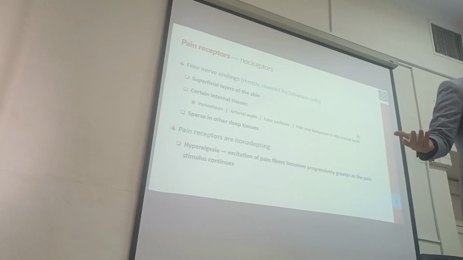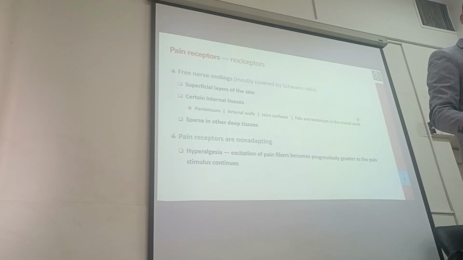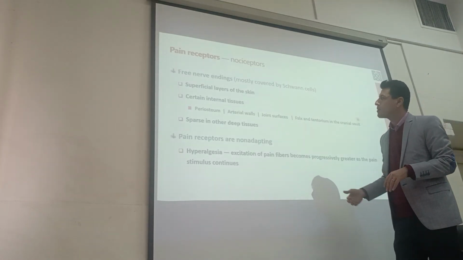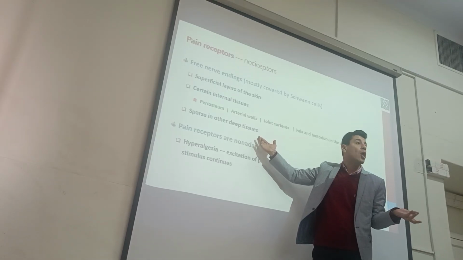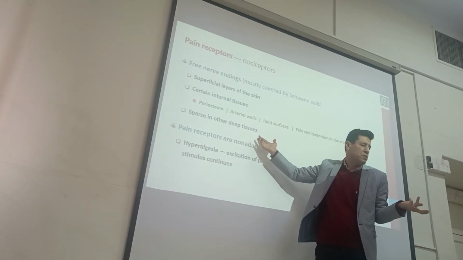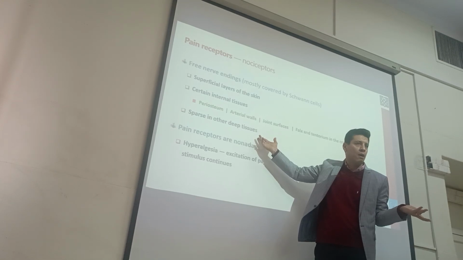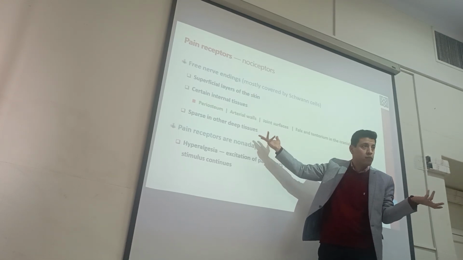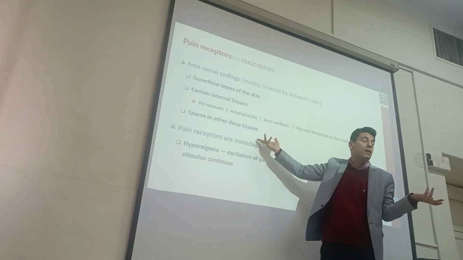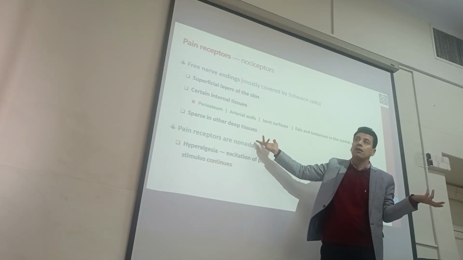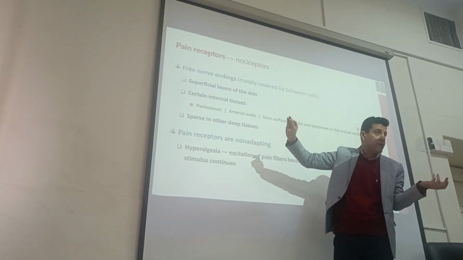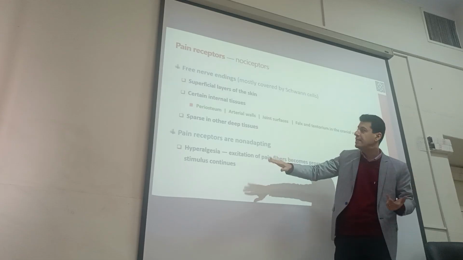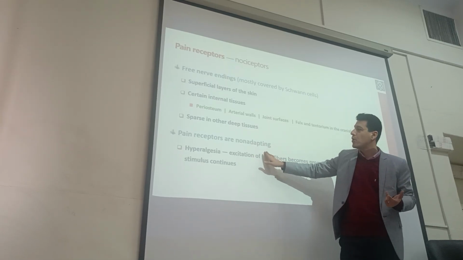But in other tissues, we have only a few nociceptors. Right? So, for example, in the liver, in the brain, in the lung, we don't have so many nociceptors. So usually we don't feel pain, for example, from the liver, or from the lung, or from the brain. Right? But in the brain, we have a lot of vessels, and we have falx and tentorium. If the damage spreads to these areas, it's painful. Right? So pain receptors are non-adaptive.